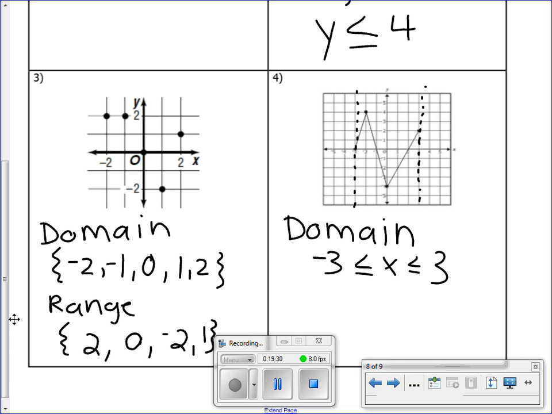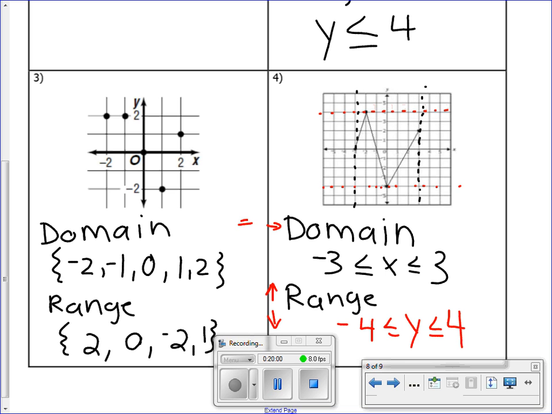For our range, it's very similar, but instead of how far left and right it goes, how far up and down does it go? So you first want to look at how low does it go? It goes to -4, less than or equal to y, less than or equal to, and then how far up does it go? It goes all the way up to 4. Okay, so remember, range is up and down, and domain is left and right.